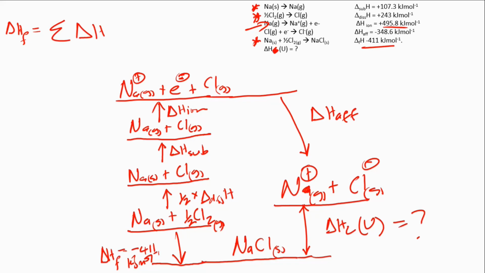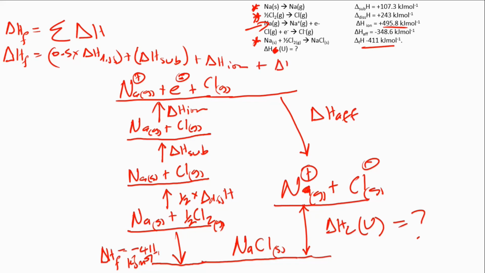What do we mean by this? Let's see. Delta H formation is equal to, where do I start, 0.5 times delta H dissociation, plus delta H sublimation, plus delta H ionization, plus delta H affinity, plus delta H lattice energy, which they sometimes refer to as U. And all you have to do is substitute in the values.